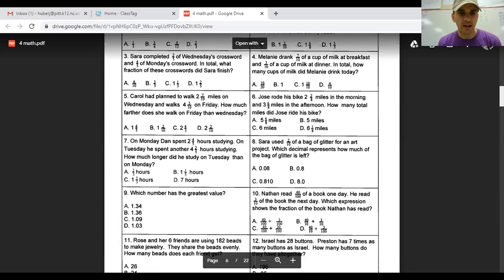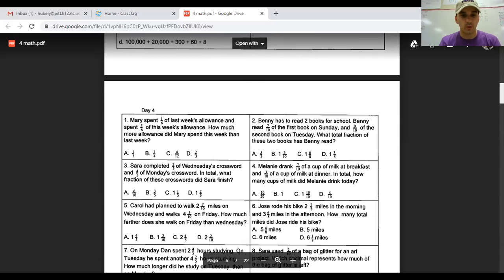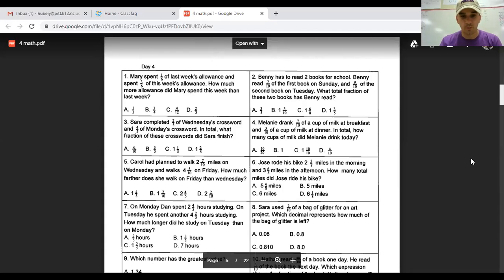We've got Carol had planned to walk 2 7/10 miles on Wednesday and walks 4 5/10 miles on Friday. How much farther does she walk on Friday than Wednesday? So that's just like question number one, when it says how much more, when it says how much farther, that's basically the same thing. So you've got to subtract. Again, just because it gives it to you in a certain order, that doesn't mean you have to subtract in that order. So let me get the whiteboard going here.